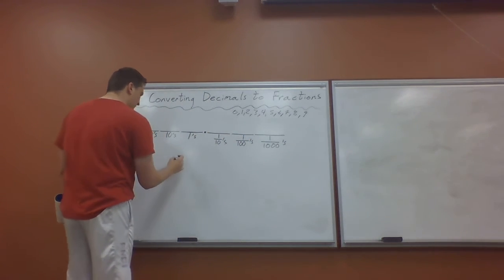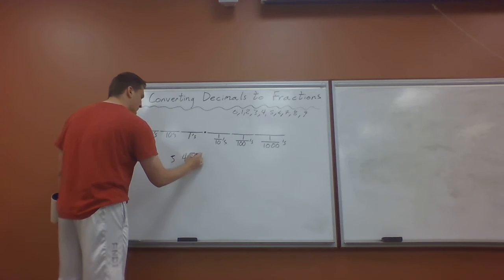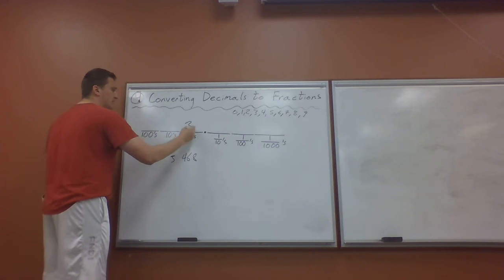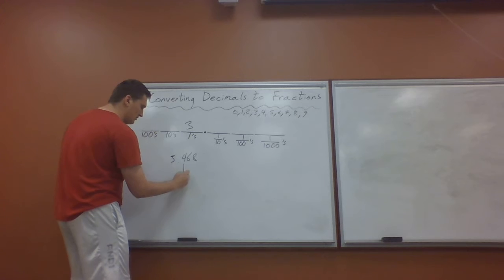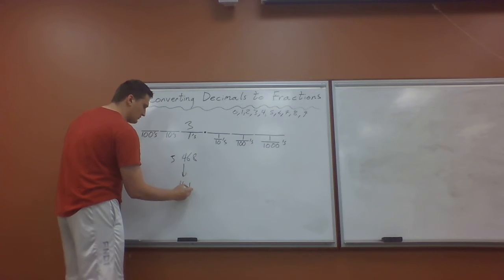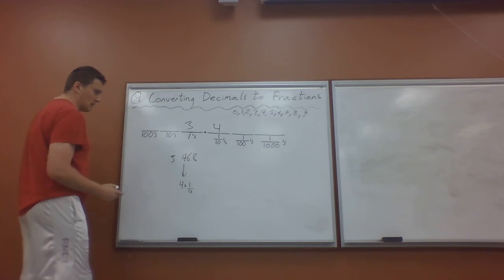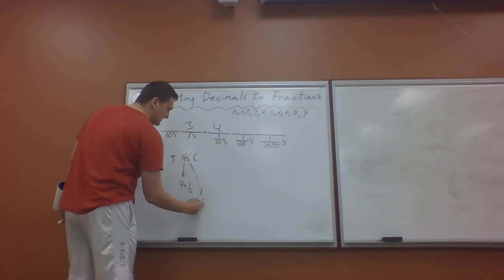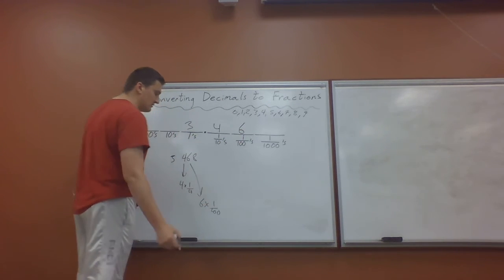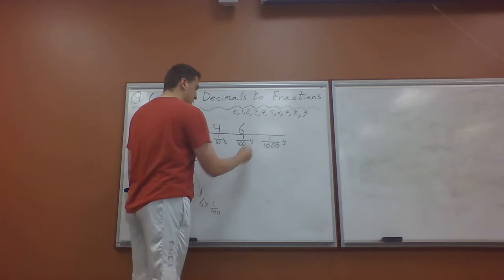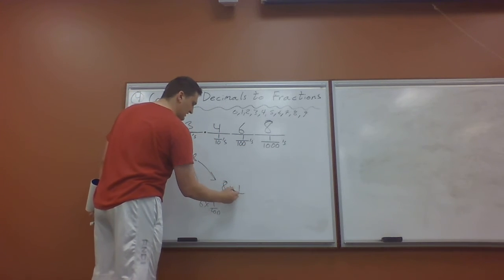If I were to give you the number 3.468, that means I have 3 of those. 3 times 1 is just 3. 4 times 1/10 is 4 of those tenths. And then that 6 is telling me I have 6 groups of those hundredths. So I have 6 of those, and I'm counting that I have 8 of those, so 8 groups of those thousandths.